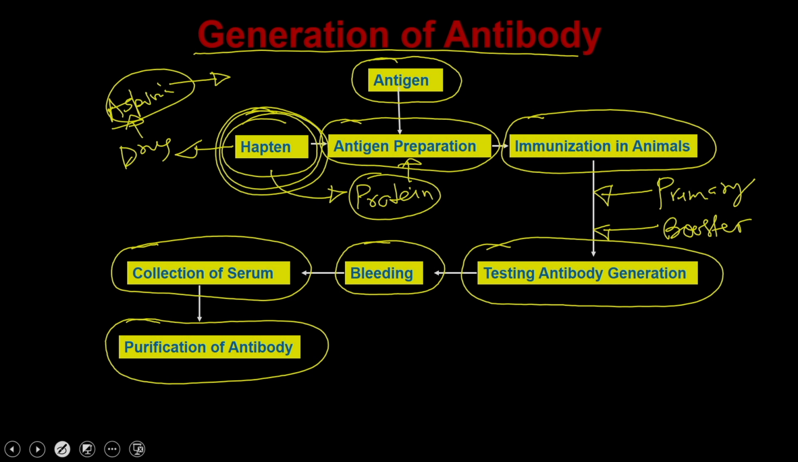At this stage, when you are going to see the antibodies in the blood, you can detect these antibodies, because only then will you decide whether to give an additional booster dose, or to go ahead with this level of antibodies in the blood and start collecting the blood.